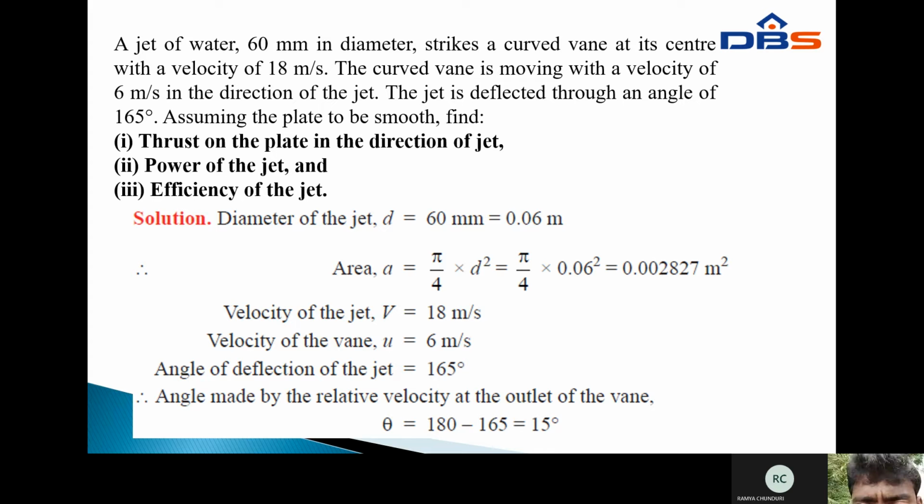The angle of deflection of the jet equals 165 degrees. This 165 degrees is measured from the normal axis to the leaving water inclination. Now, the angle made by the relative velocity at the outlet of the vane, θ, equals 180 minus 165. 180 is half of the circle angle. 180 minus 165 equals 15 degrees. This 15 degrees is the angle made by the relative velocity at the outlet of the vane.